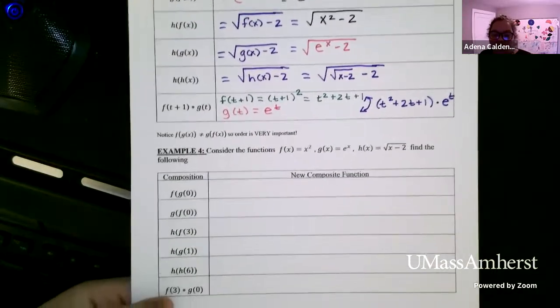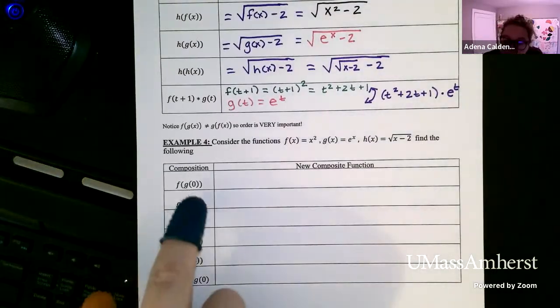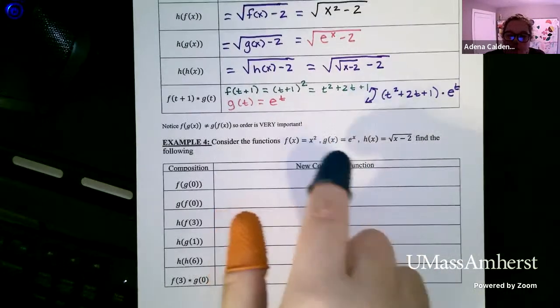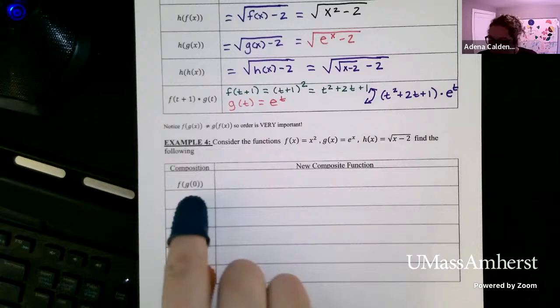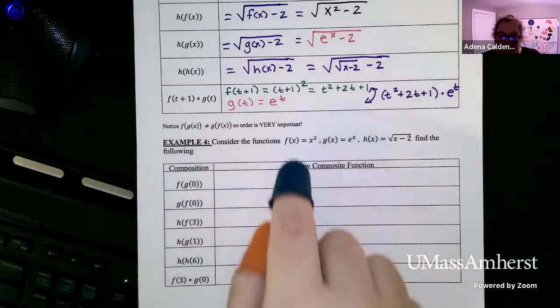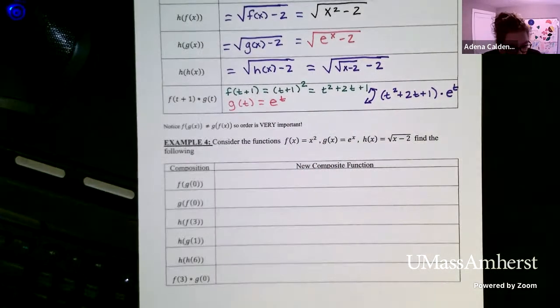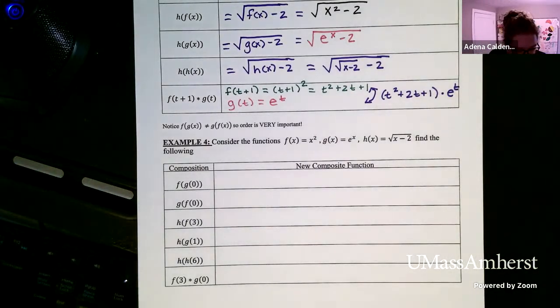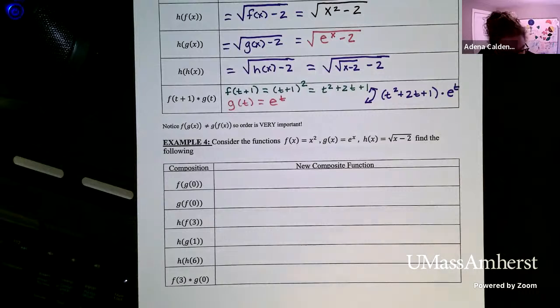The other way you can think about it is you can find g of 0, right? So you go to the g function, you find g of 0, you get that value, and you plug that into the f function. Okay, so we'll do the first one together using both methods so you can see the difference, and then you can try the other ones.